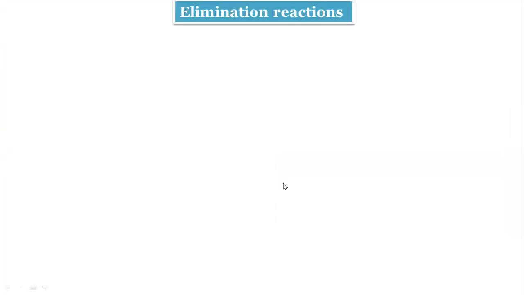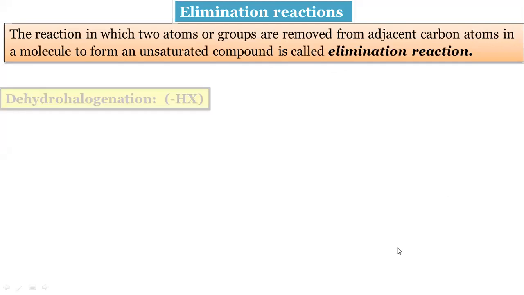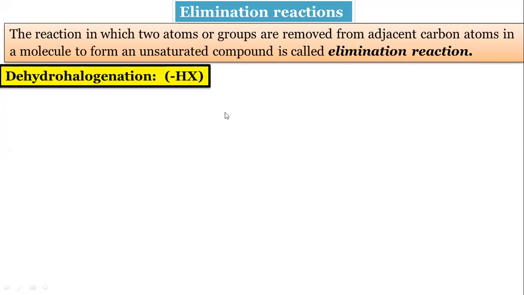Now the elimination reactions. Nucleophilic substitution reactions are completed. Now I will explain the elimination reaction. You already heard this word in 11th standard. The name itself suggests elimination: we have to remove some atoms or groups. See the definition: the reaction in which two atoms or groups of atoms are removed from adjacent carbon atoms in a molecule to form an unsaturated compound. Unsaturated compound means one which contains a carbon-carbon double bond. It is called an elimination reaction. Now, in the elimination reaction, one reaction we have to study here is dehydrohalogenation.